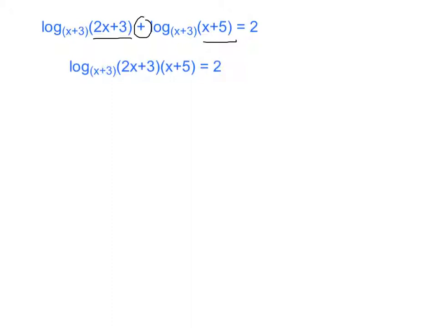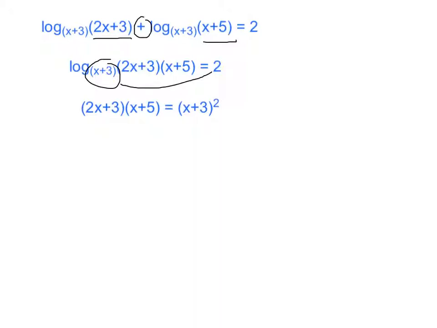Okay, now, once you have one single log term on one side of the equation and not the other side, the only way to get rid of the log is to circle the base and run the race. So when you do that, the word log drops off and the x plus 3 now becomes the base on the other side of the equation. So what we're left with is 2x plus 3 times x plus 5 equals x plus 3 squared.